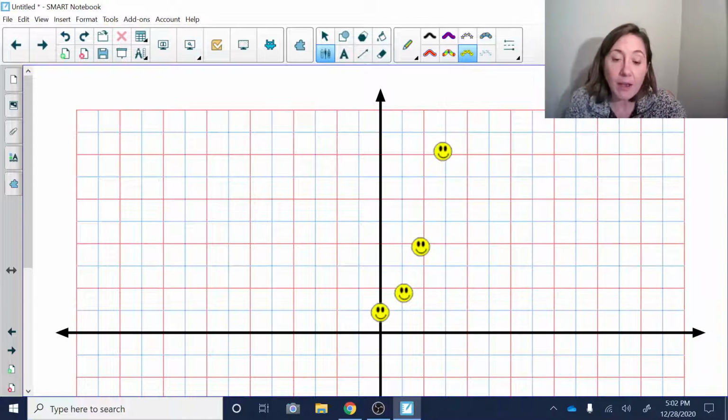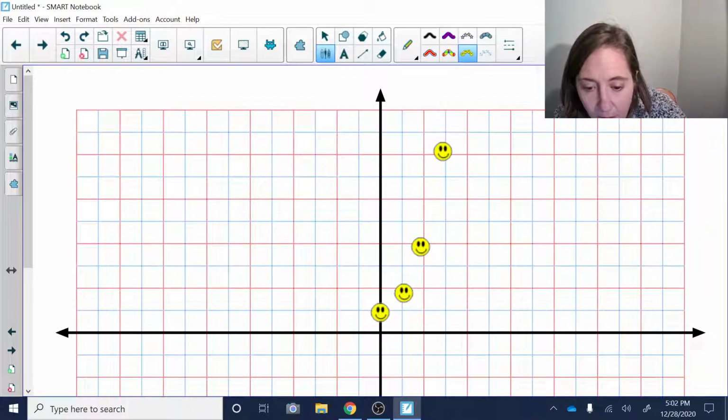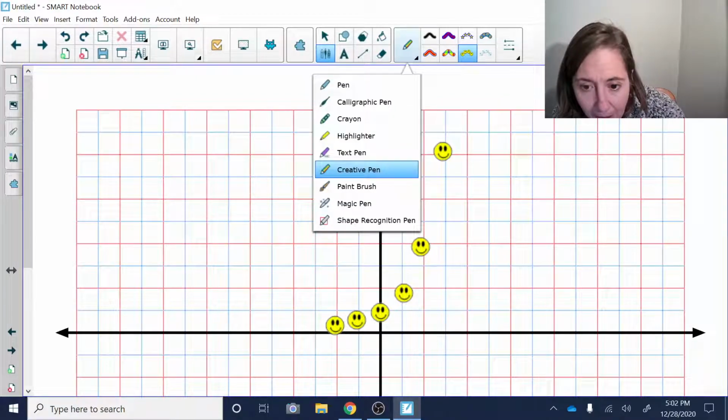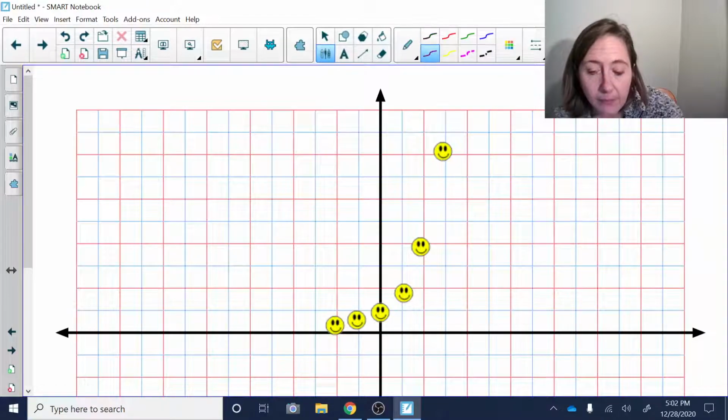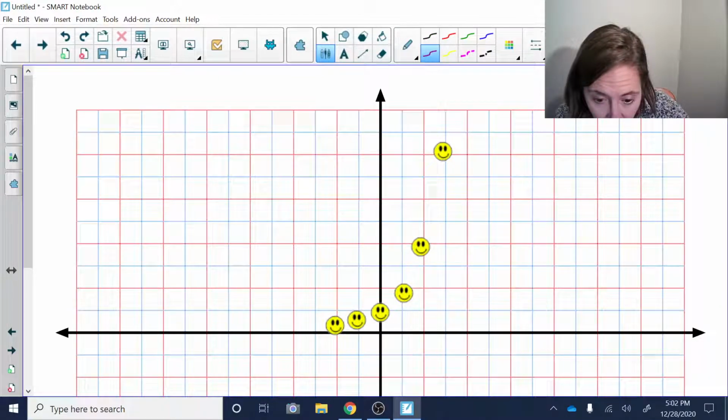Okay, I'm running out of room that way. So now I'm going to go with the negatives. 2 to the negative 1 is a half. 2 to the negative second is a fourth. I should go back to just dots. 2 to the negative third is an eighth. 2 to the negative fourth is a 16th.